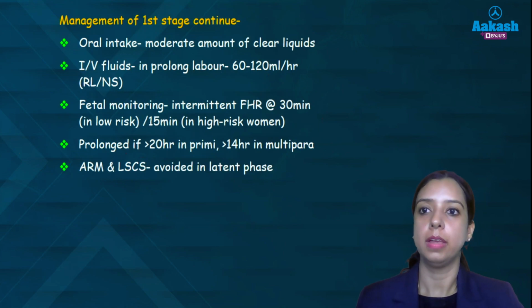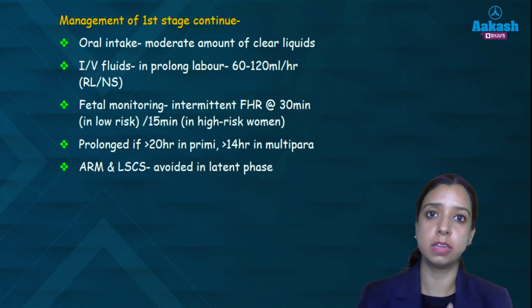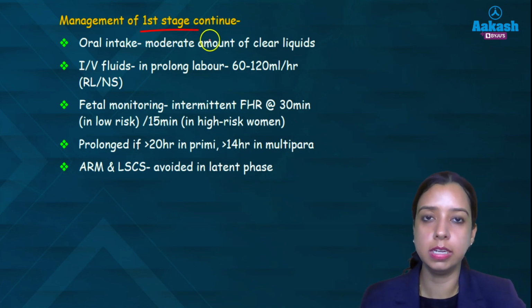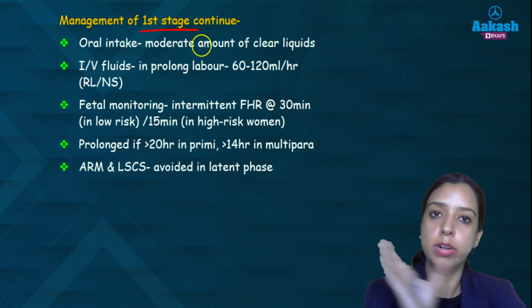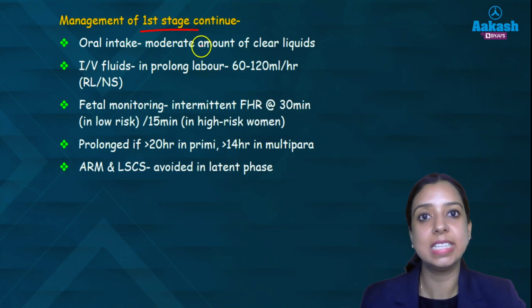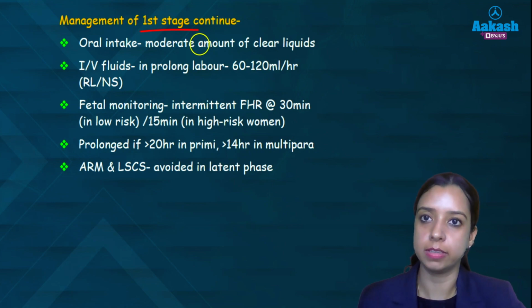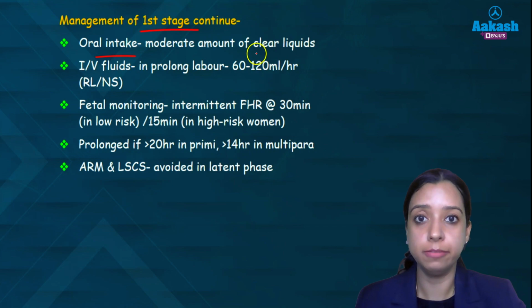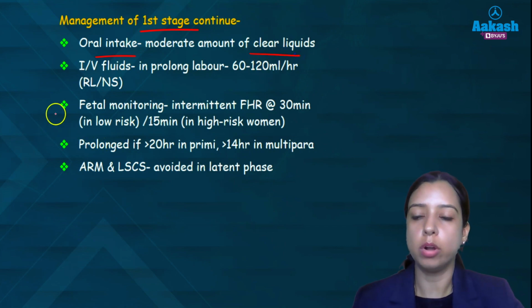So now we have discussed the general facts about labor. Let's start with the management. You know the first stage, from painful labor pains to full dilatation, is the first stage. Latent phase is till 6 cm. Beyond that is the active phase. How do you manage? For oral intake in a patient in the first stage of labor, clear liquids are given. Important is fetal monitoring.